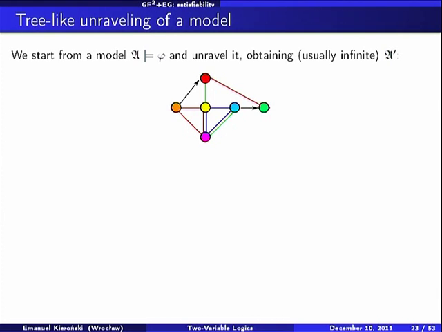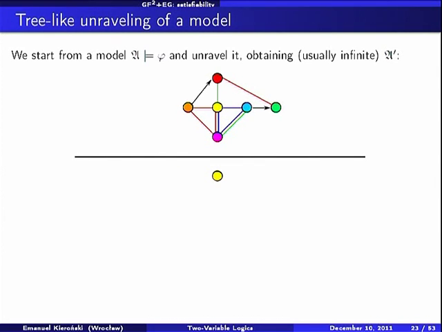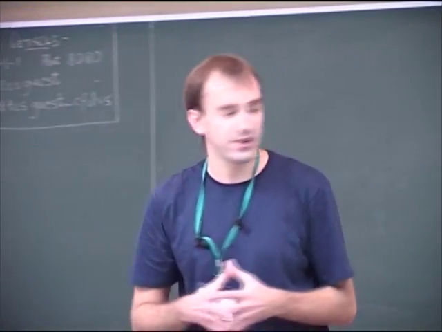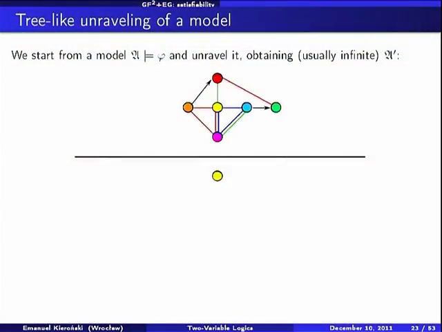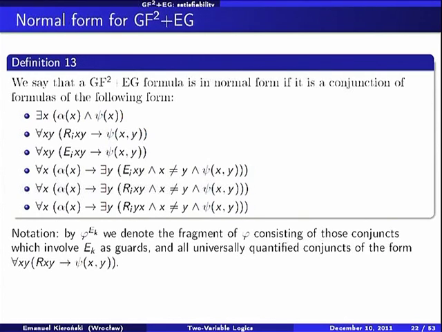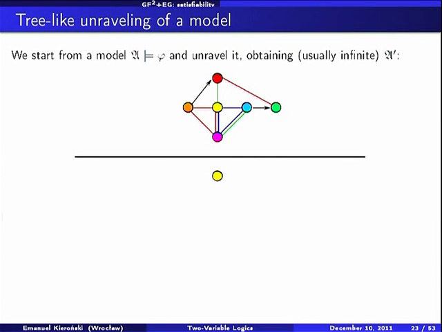What we are going to do is unravel this model into a tree, which is still a model of the formula phi. How do we obtain such an unraveling? We start from elements which satisfy those existential formulas from the normal form, the formulas of the form exists x such that something. Assume that there is just one such element here, say the yellow element. And let us build on the first level of the tree all the information which can be seen from this yellow element.